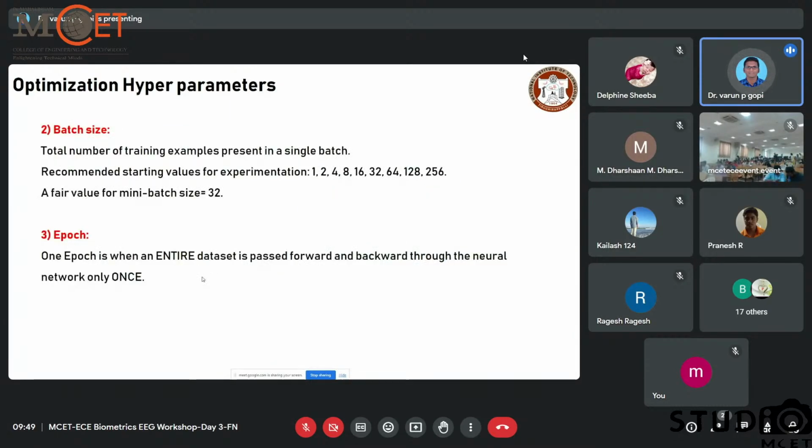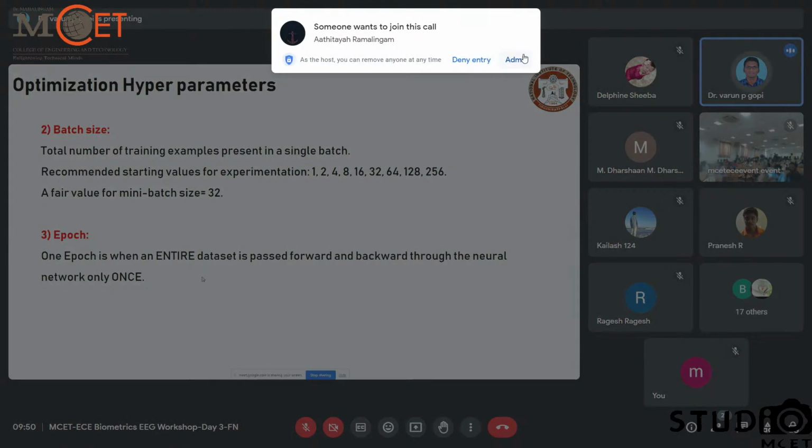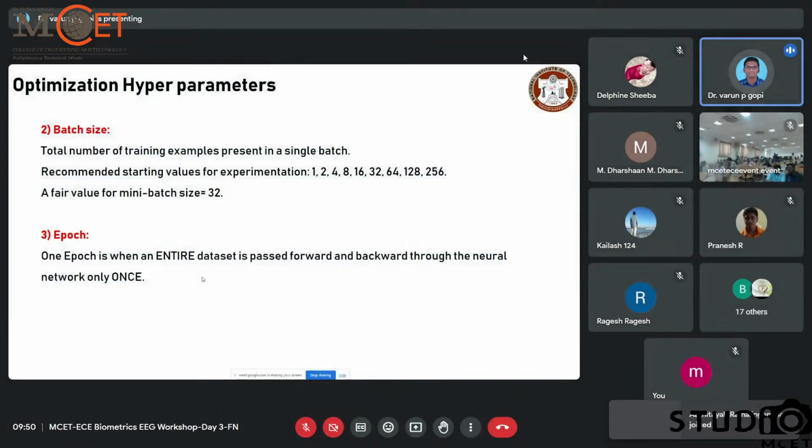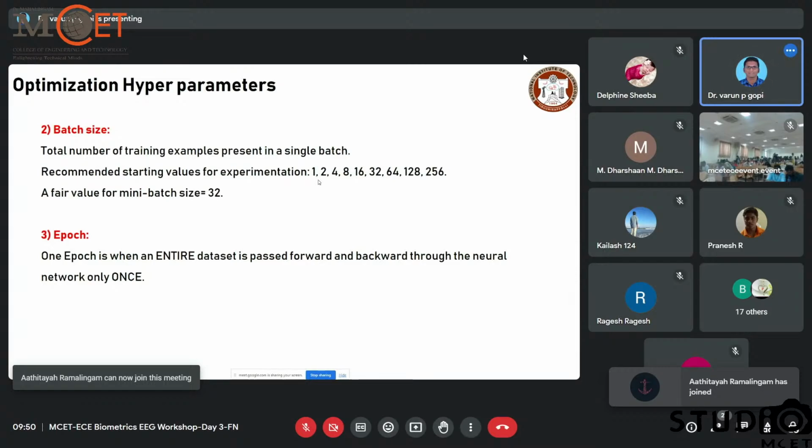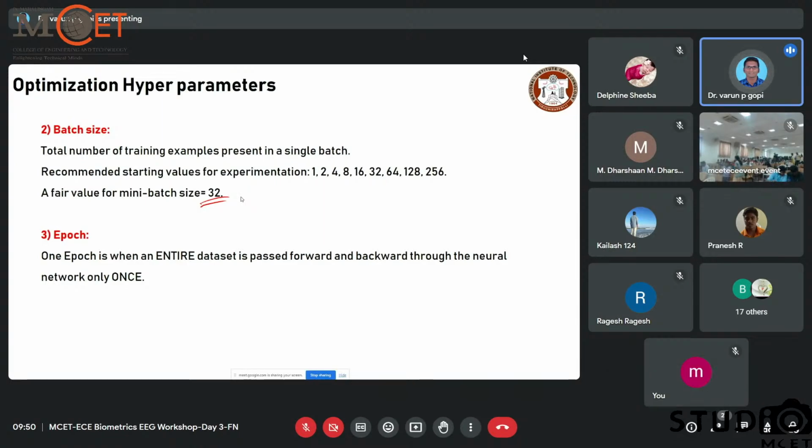Other optimization parameters include batch size, which is the total number of training examples present in a single batch. Generally we split the entire data into different batches. For example, it may range from 1 to 256, but a fair value of mini batch size is 32. This is obtained by empirical experimentation. When you design a network, you can use a batch size of 32, which will give better results compared to other batch sizes.